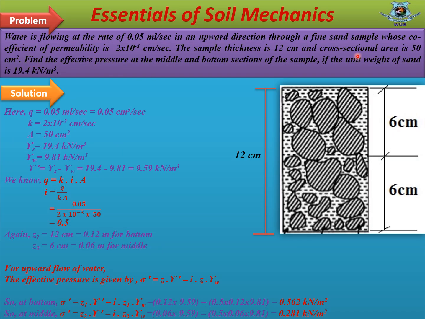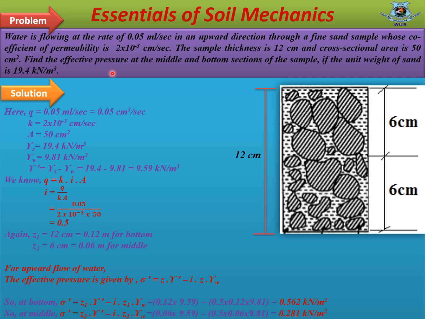This problem is related to seepage pressure. First, we will read the question. Water is flowing at the rate of 0.05 milliliter per second in an upward direction through a fine sand sample, whose coefficient of permeability is 2 into 10 to the power minus 3 centimeter per second. That means Q equal to 0.05 milliliter per second and K equal to 2 into 10 to the power minus 3 centimeter per second. The sample thickness is 12 centimeter and cross-sectional area is 50 centimeter square. That means Z equal to 12 centimeter and A equal to 50 centimeter square.